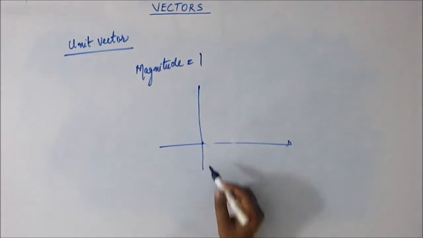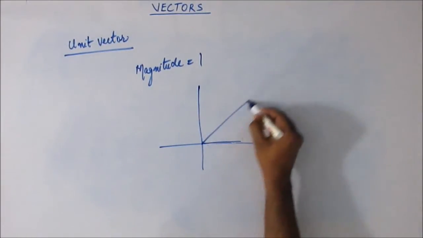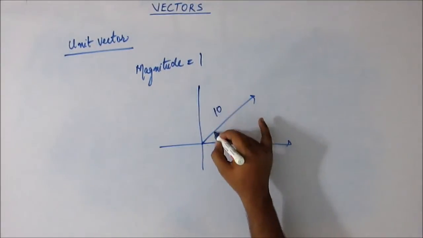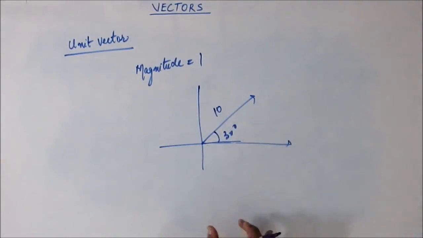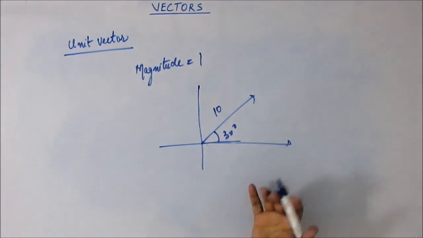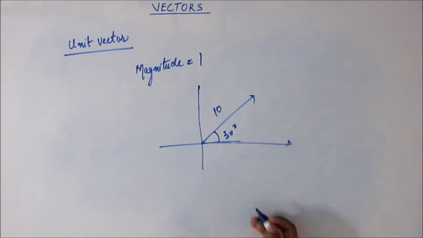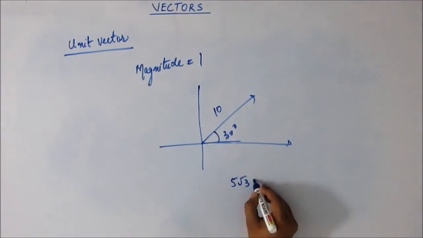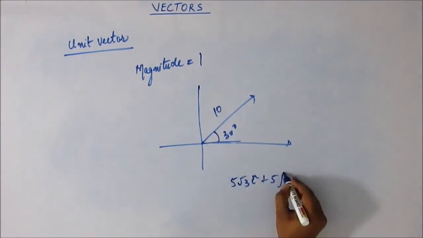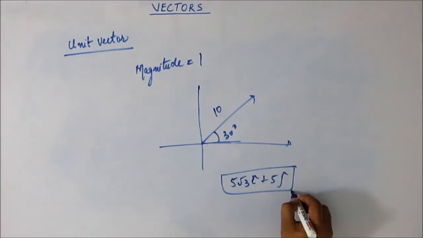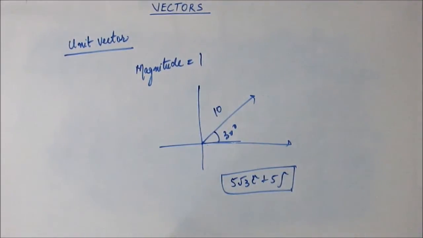Now this time we'll do it orally, okay? This is 10 unit and this is 30 degree. So this i cap plus this j cap. Do it quickly, mentally, you have to do it fast. Along x-axis it would be cos 30 degree, which will be root 3 by 2. So 5 root 3 i cap plus 5 j cap. Fine. So this is how you resolve the vector into components.